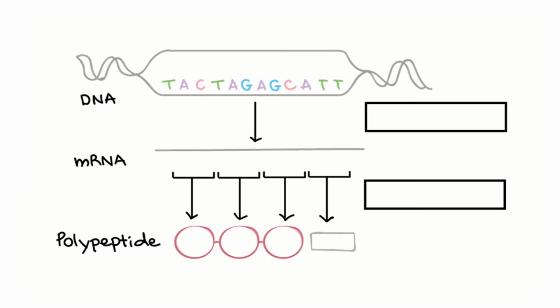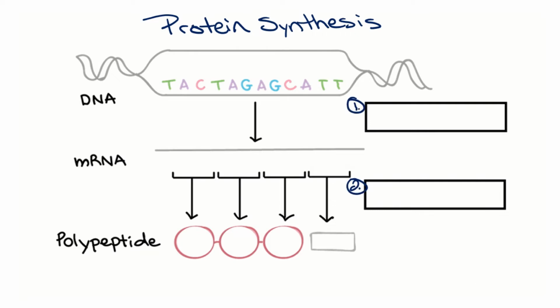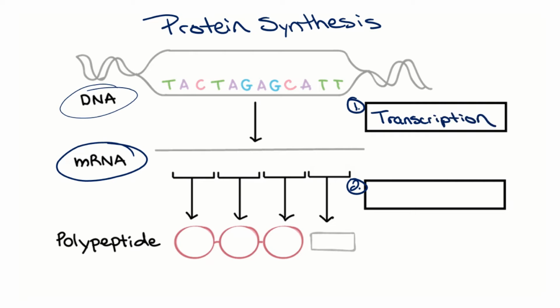Okay, so next let's take a look at protein synthesis. So this is the process known as protein synthesis. And protein synthesis has two steps, step 1 and step 2. Step 1 is where you're going from DNA to mRNA. We call that step transcription. Step 2 is going from mRNA and determining what the actual amino acids would be based on those codons, and that would be known as translation, because you're translating the code.